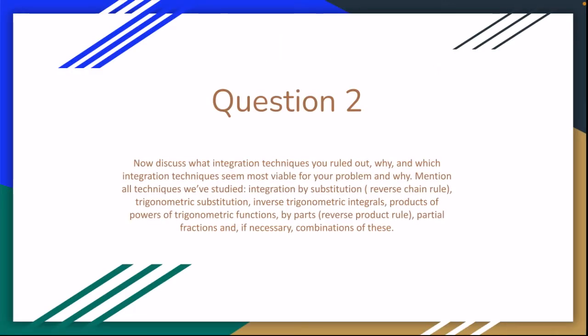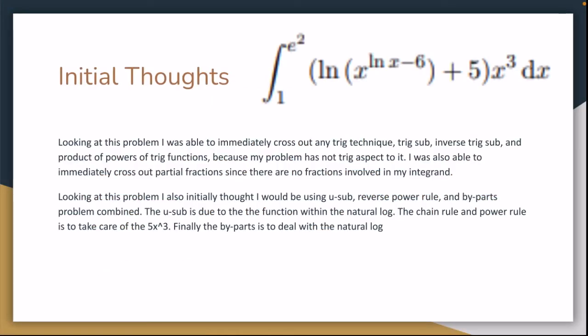The second question asked me what methods I ruled out and what methods I deemed necessary to find the integral. Looking at it, I can immediately cross out anything to do with trig. So I cross out trig sub, inverse trig sub, product of powers of trig functions, because my problem has nothing to do with trig. Second, I was able to cross out partial fractions because my problem does not have anything to do with fractions either.